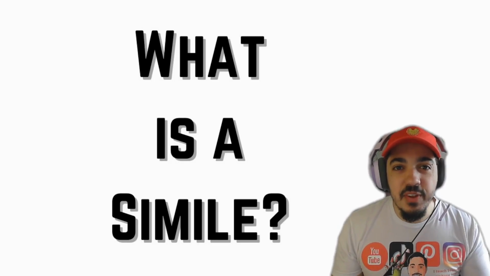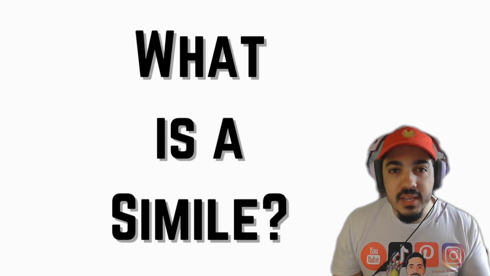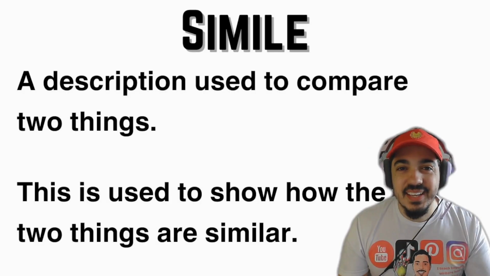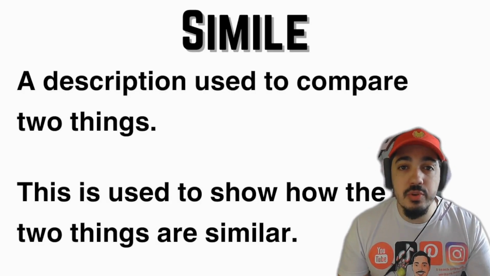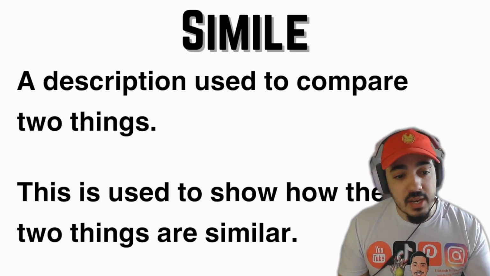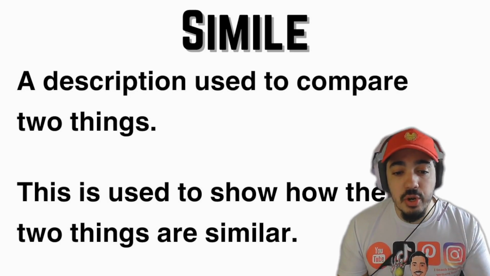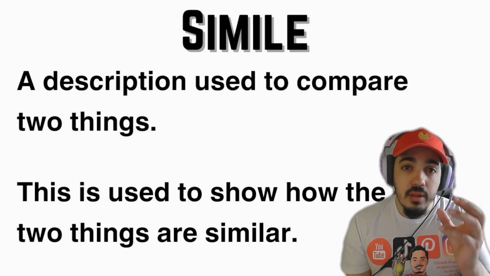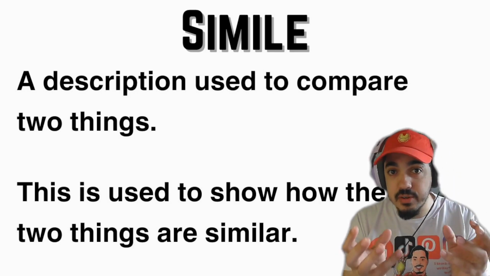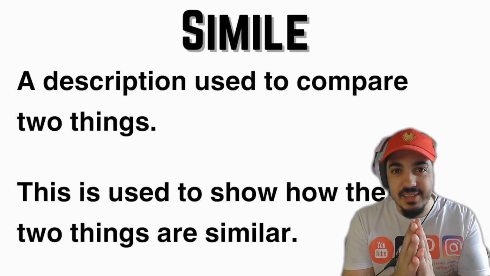Hey guys, in this video, I'm going to be going over what is a simile. A simile is a description to compare two things, and it's usually two different things. The next section here says this is used to show how two things are similar. So it's going to compare how this thing and this thing, they're different, but how they're alike.